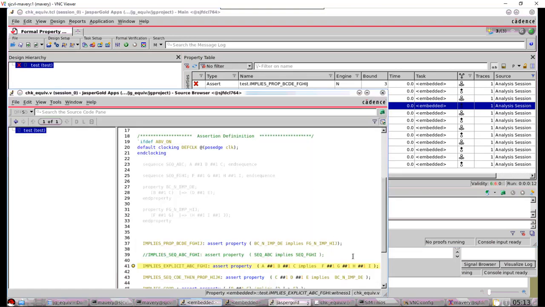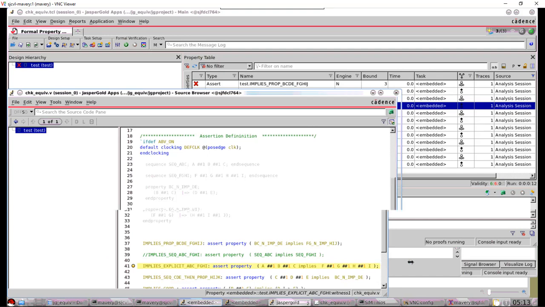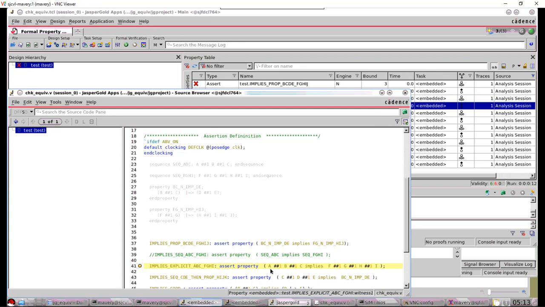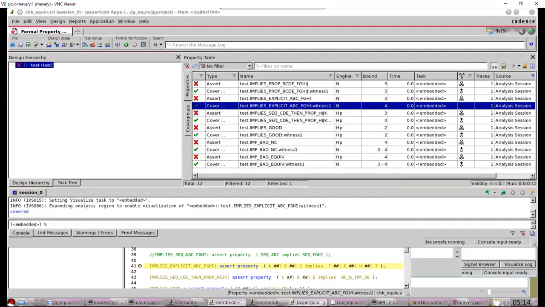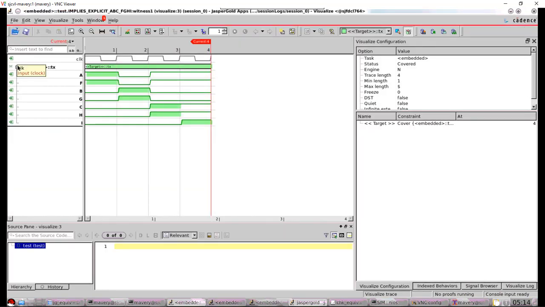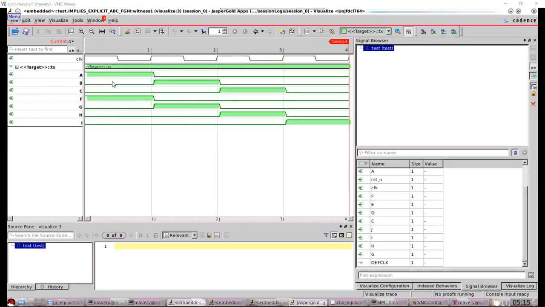Now I'll show an example using only sequences. So if you view the source code of this one, we've just got one sequence implies another. So again, what we're really expecting is these two sequences to start at the same cycle and continue to completion. And if ABC is observed, I should imply FGHI. So let's look at the cover. And again, I'll arrange the signals in order to make it easier to observe. And here again, we can see the two sequences are effectively operating in parallel. I hope that explains the implies operator. It's quite a useful thing, and it's something you couldn't do before easily.